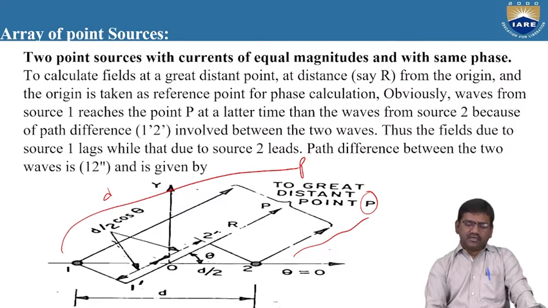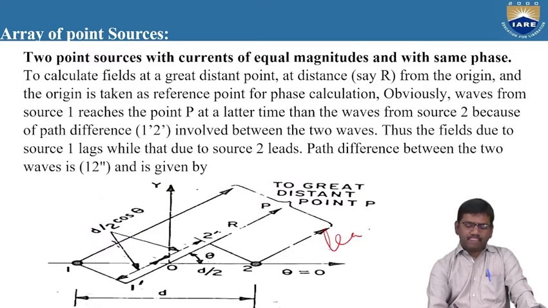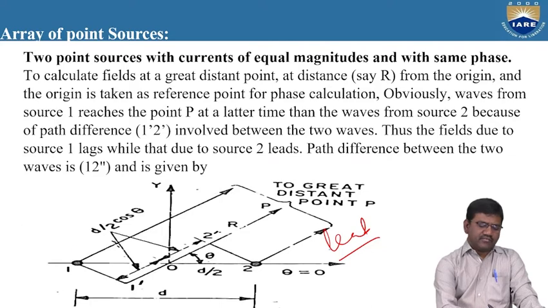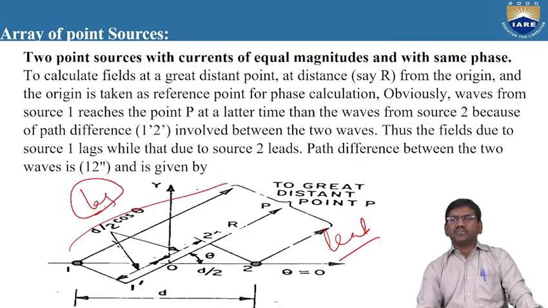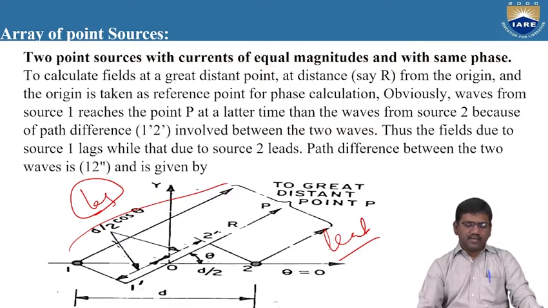That means the electromagnetic waves produced by 2 will lead here. They are coming at a faster rate and will reach the distant point P within a small amount of time. That means the fields produced will be leading. Here the fields produced will be lagging. They are going to reach the distant point P with some delay.